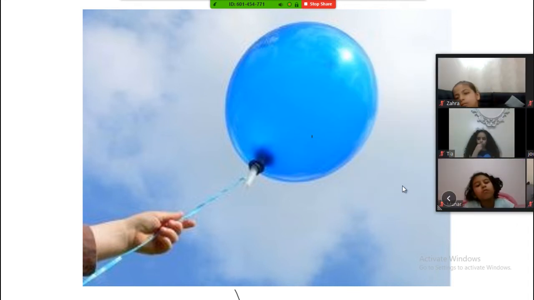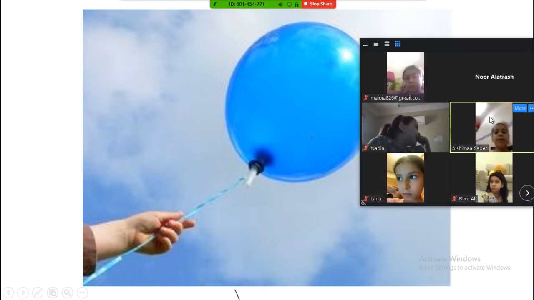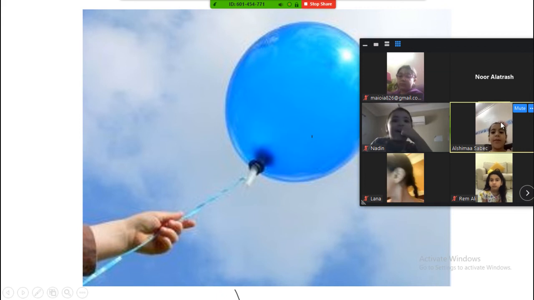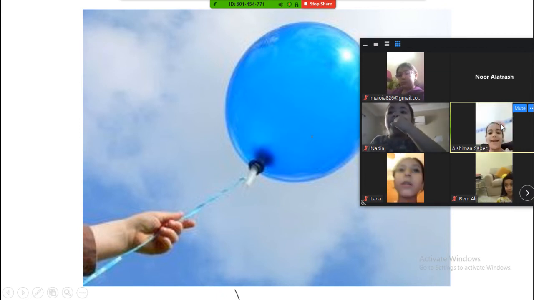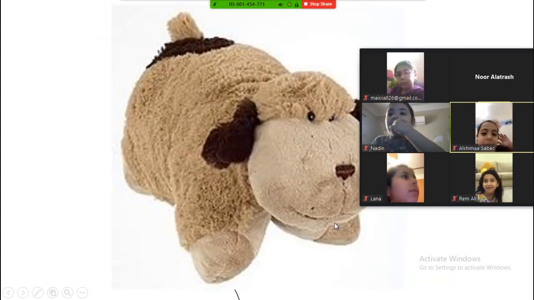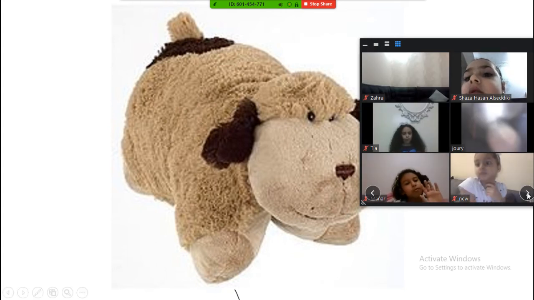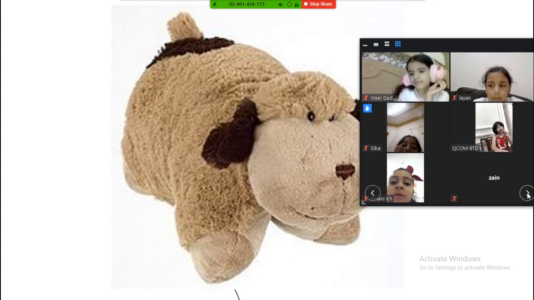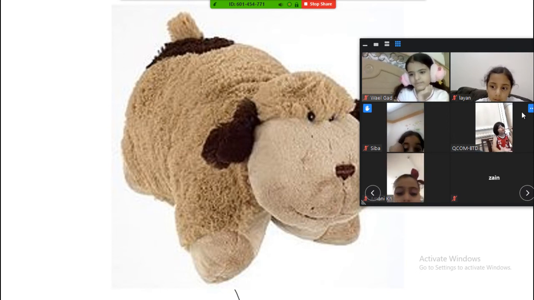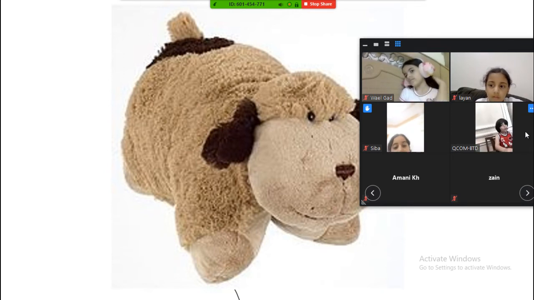What is this shape, Jaylan? What is this object? Can you hear us still, Jaylan? Yes. Balloon. It's a balloon. Wonderful. Now, what kind of matter is in this picture? I want to see hands. Yalla, Muhammad. Muhammad, are you here?